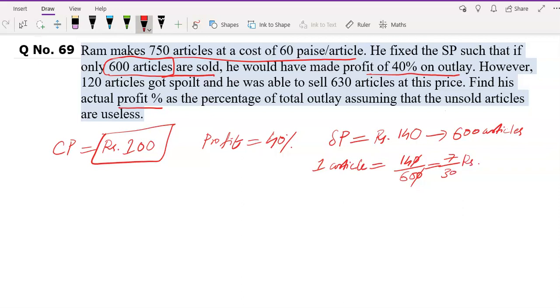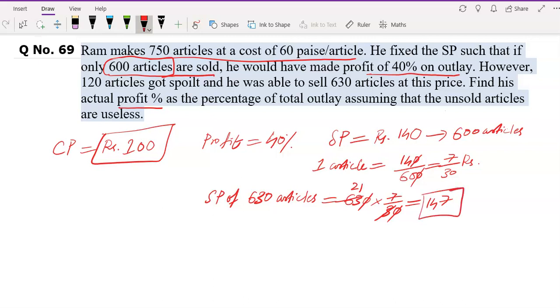Now in this question it's given 120 articles got spoiled and he was able to sell 630 articles. So if we need to find SP of 630 articles, then we will multiply 630 articles into the price of one article, which is 7 by 30. So SP of 630 articles is 147.